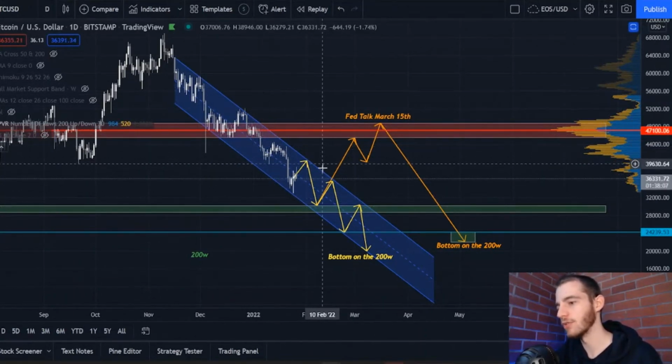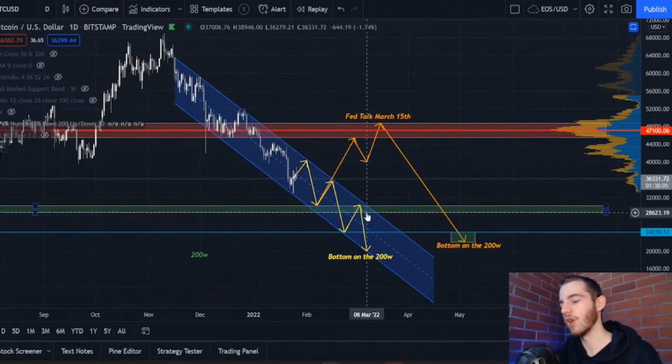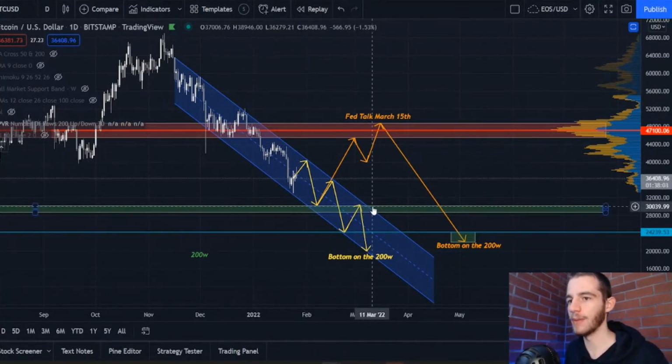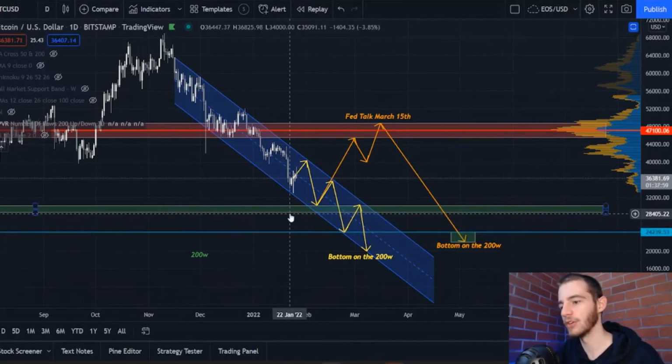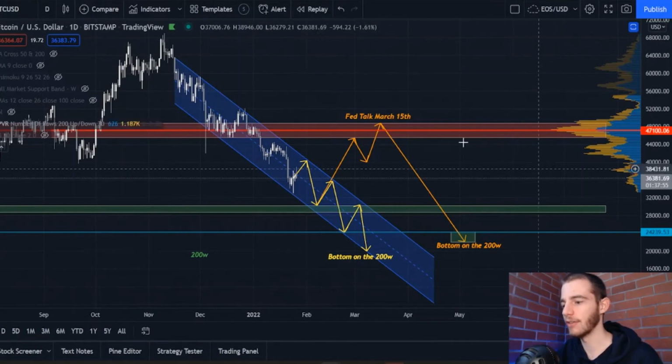Essentially, I'm hoping the yellow scenario plays out. I'm hoping we just go downwards because I want to get this over with as quickly as possible, and I think a lot of people do. I'm not trading in this current market. I'm not trading in a sharp downwards trend. There's simply no point. What I am doing is keeping an eye on the market and looking for a great entry, and I think that great entry is going to come at the 200-week SMA.